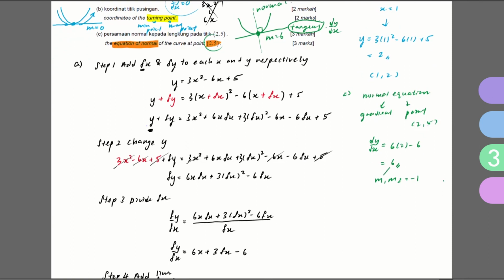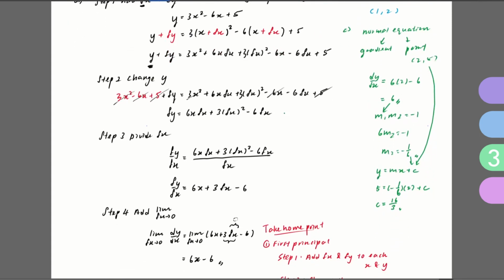So here, subbing 6 into m1, m2 we will get negative 1 over 6. So now we can use y equals mx plus c to form our equation using these two pieces of information. And finally, our equation would be this. Right? So we have completed this question.